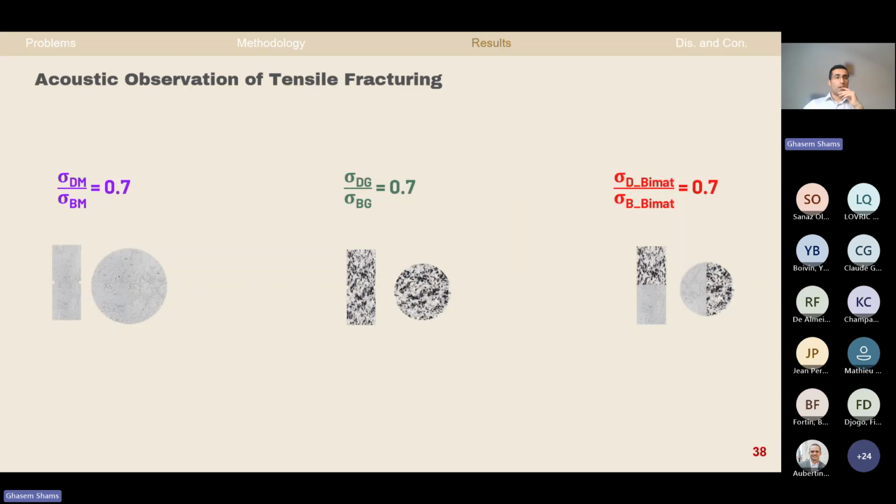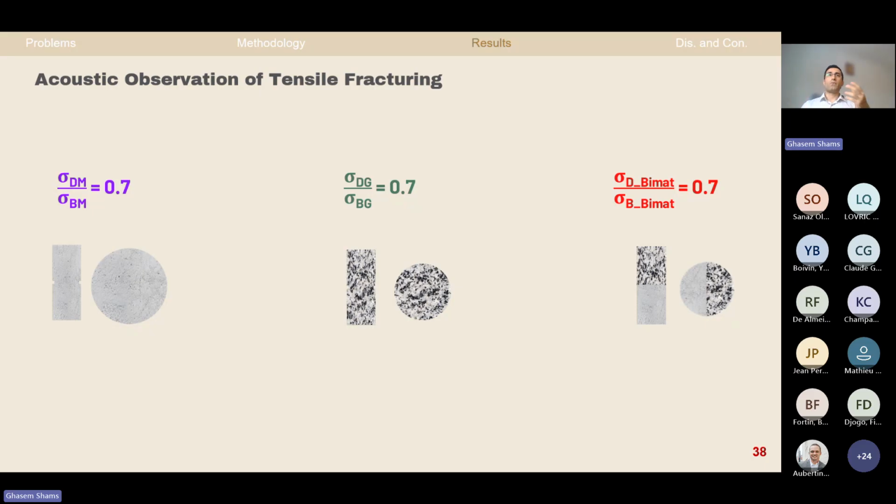And more interesting is that we did the same test procedure, monitoring acoustic emission and DIC, for biomaterials. What we obtained was almost the same value, 0.7, for direct tensile test over Brazilian tensile test for biomaterials. Therefore, with high certainty, we can say that the tensile strength obtained from direct tensile test is 70% of that obtained from the Brazilian test.